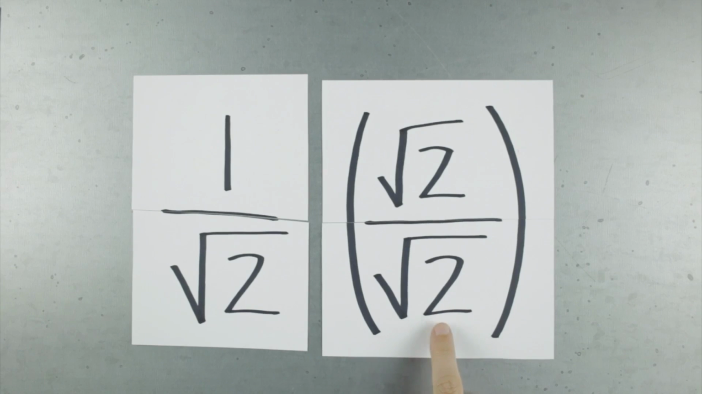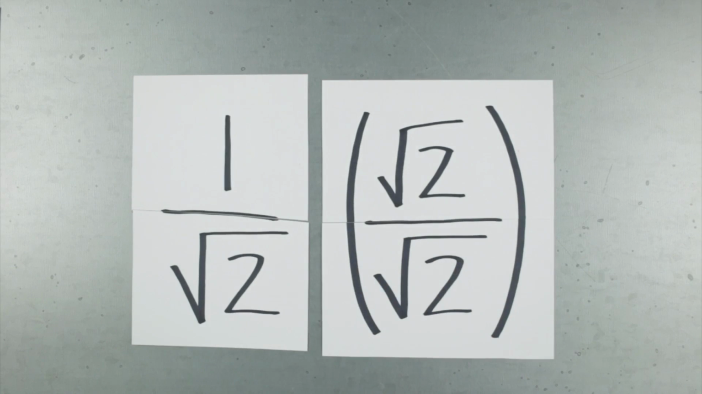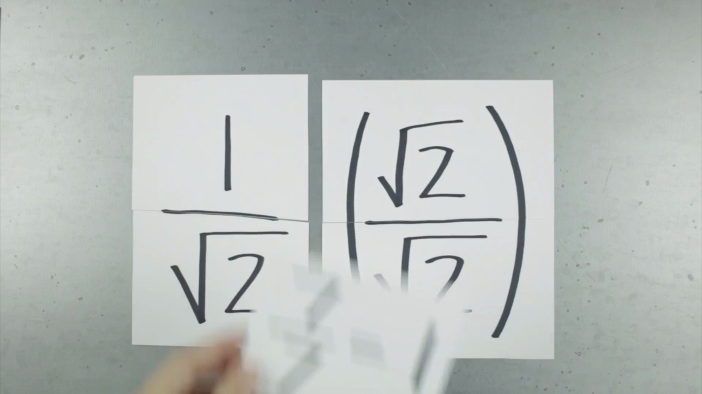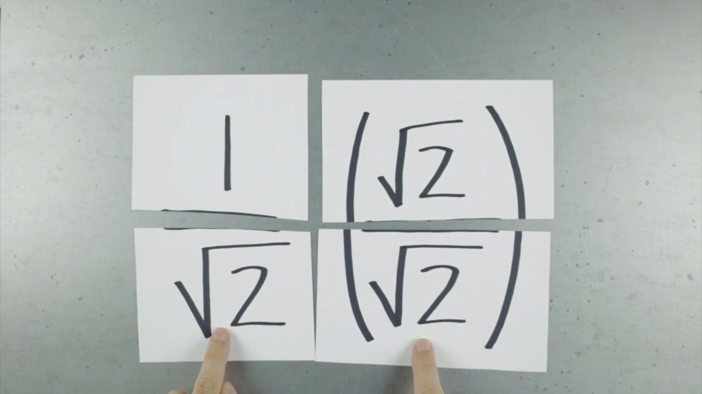This fraction, because it has the same numerator and denominator, is equal to 1. Just like 5 over 5 equals 1, or 7 over 7 equals 1, this fraction is equal to 1 too. And multiplying something by 1 doesn't change its value, which is why we're allowed to do this. And when we do, the square root in the denominator goes away.